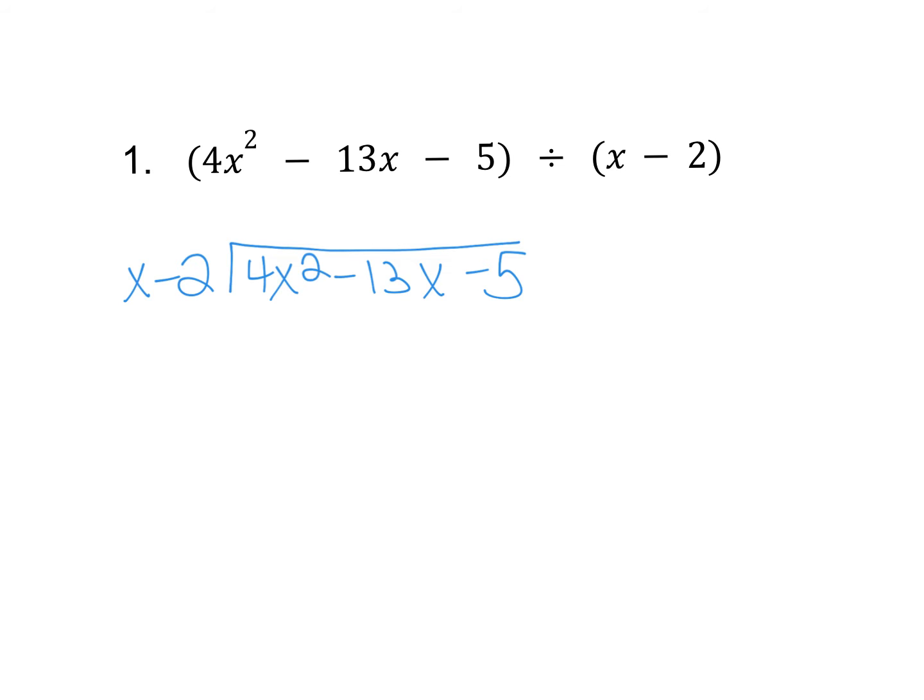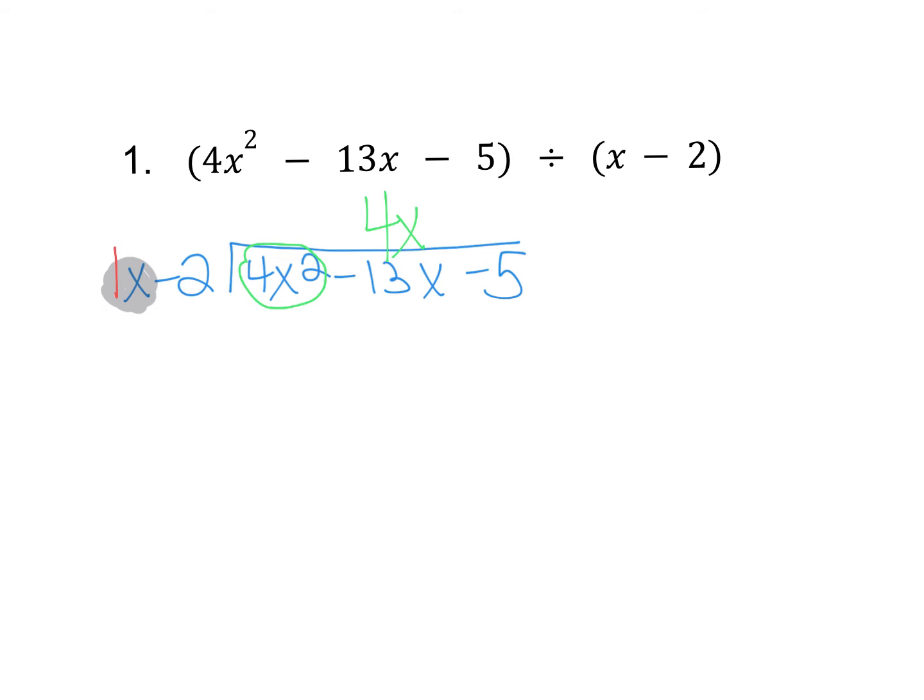Okay, so when we do long division with polynomials, we are only looking at the first term to start with. So we are going to look first at the x, which is 1x. We can put a 1 there if we want to. And we are going to say 1x times what will get me 4x squared? Well, 4x would get me 4x squared. So I'm going to put that 4x up here.